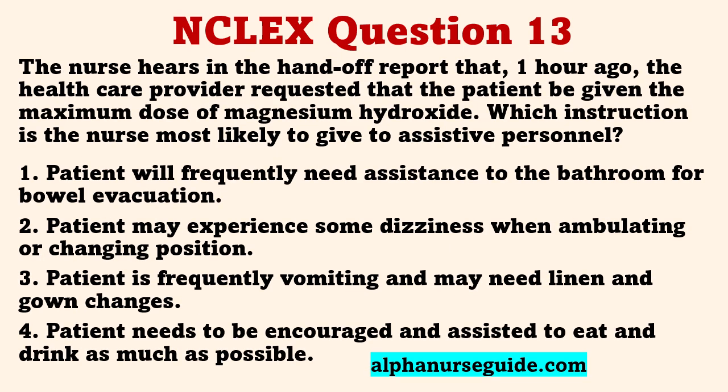The nurse hears in the handoff report that, 1 hour ago, the healthcare provider requested that the patient be given the maximum dose of magnesium hydroxide. Which instruction is the nurse most likely to give to assistive personnel? 1. Patient will frequently need assistance to the bathroom for bowel evacuation. 2. Patient may experience some dizziness when ambulating or changing position. 3. Patient is frequently vomiting and may need linen and gown changes. 4. Patient needs to be encouraged and assisted to eat and drink as much as possible.